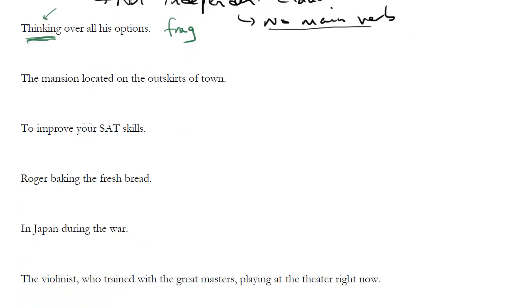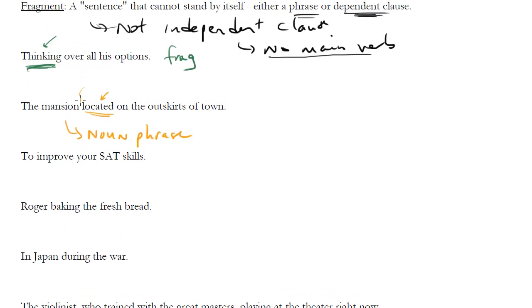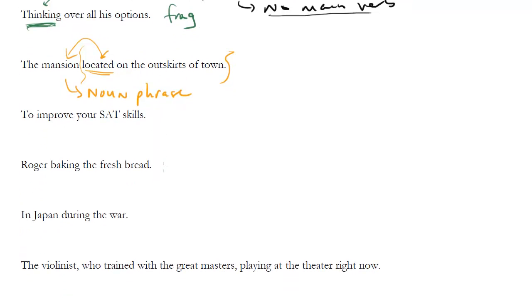The mansion located on the outskirts of town. Okay, again, this is a noun phrase. I think we've seen this earlier. It contains a verbal, but this is actually a past participle because this whole phrase is describing the mansion. If you think about it, located can't be in itself a main verb. If it said the mansion is located on the outskirts of town, well, then you'd be okay because "is" works. But you can't say the mansion located on the outskirts of town. This is just one large noun phrase.